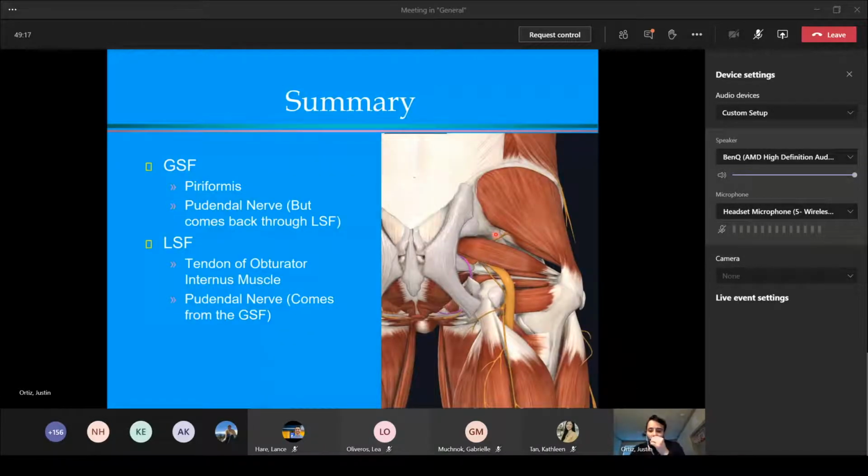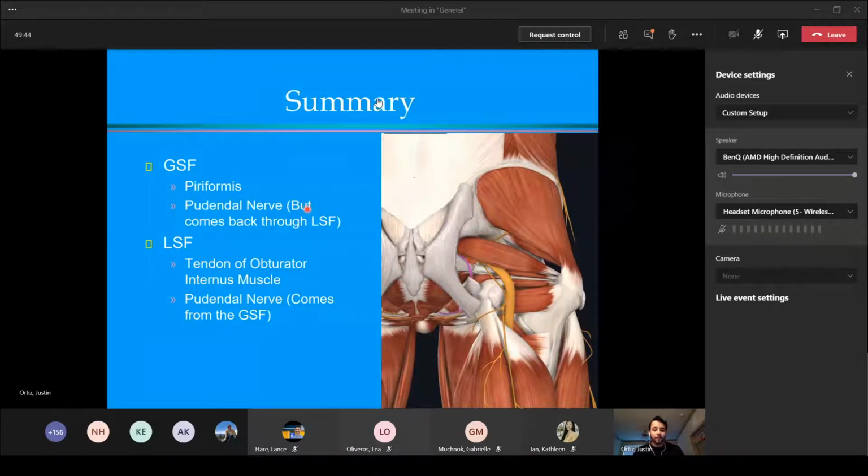This is the summary. I put this picture just to show you. I took a screenshot from Complete Anatomy in order to help you picture this. This is your sacrotuberous ligament right here, going from your sacrum to your ischial tuberosity. And this ligament right here would be your sacrospinous ligament, going from your sacrum to your ischial spine. So this would be your greater sciatic foramen, right? And this little thing right here would be your lesser sciatic foramen.